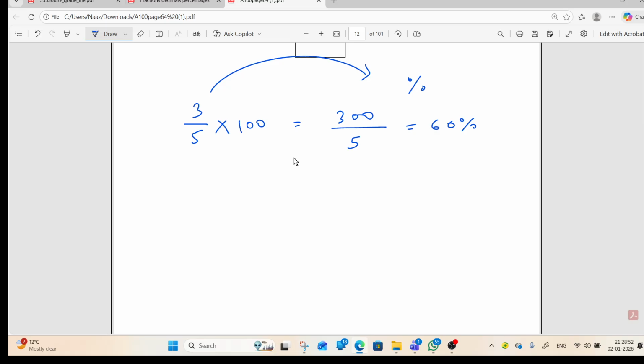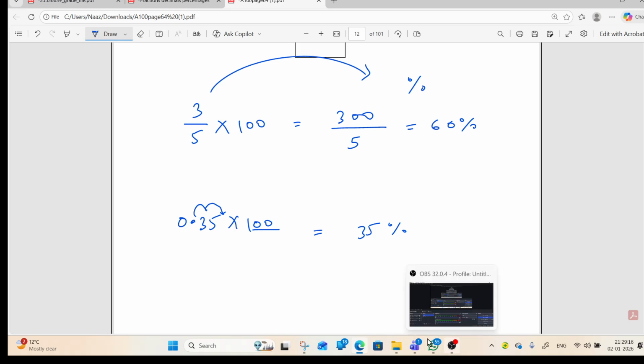Same goes for decimals. For example, if I have 0.35, I need to convert it into a percentage, so I multiply it by 100. If I multiply by 100, there are two zeros, so I move the decimal towards the right by 2 digits. I'm going to get 35%, right? So this is what we have learned in this video, in this class. Do you have any questions?